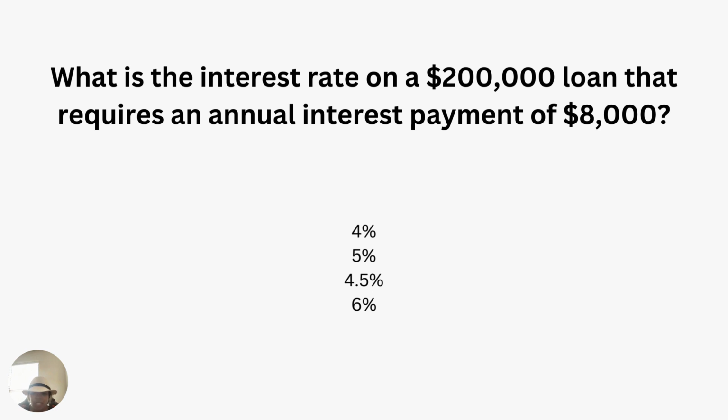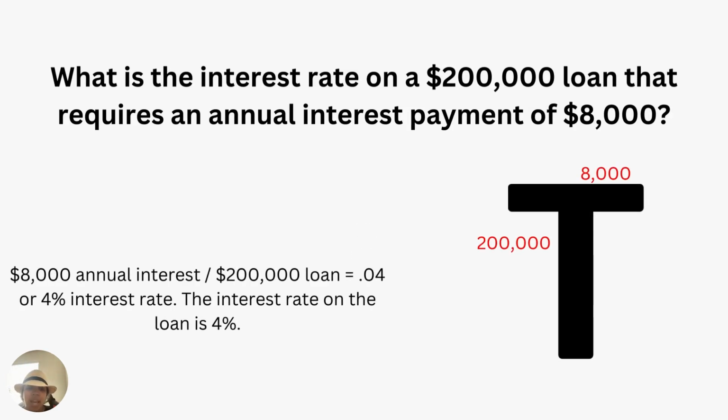So, my T-chart people, you know that they're asking for the interest rate of the loan, okay? So you're always going to take the whole number, the total number, and you're going to put it on the left, correct. And you're not going to put the 8,000 on the right because that's percentage. So you're going to put that at the top. So you're going to say 8,000 divided by 200,000 is simply going to give you 4%.